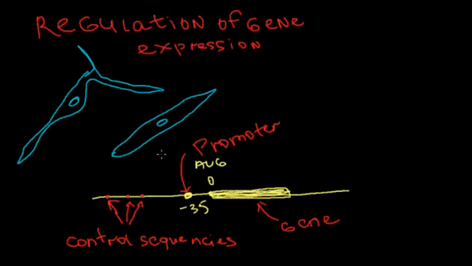So control sequences are sequences on the genome where proteins bind. As I said, the promoter is mostly like a switch with on and off positions, and control sequences can work two ways. They can promote gene expression, or they can suppress gene expression.